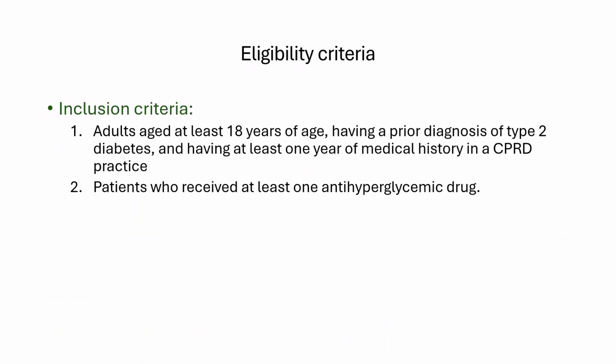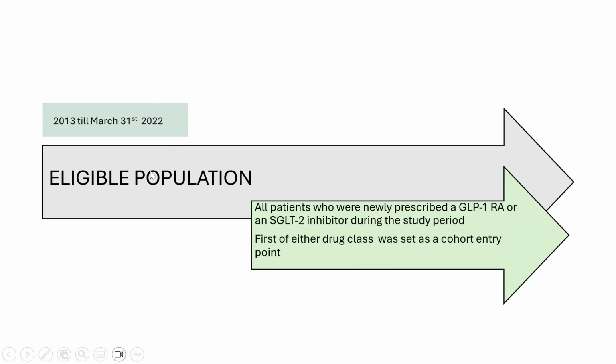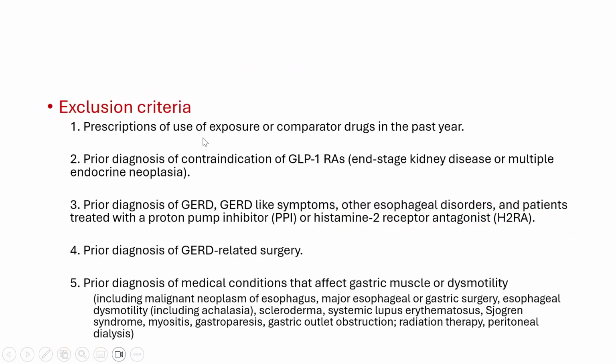So the eligibility criteria in the study were adults more than 18 years of age who were already diagnosed with diabetes, and who have at least 1 year of medical history in a CPRD practice. They should also have received at least one anti-hyperglycemic drug. From this eligible population, any patients who were newly prescribed a GLP-1 receptor agonist or an SGLT2 inhibitor during the study period were entered into this cohort. They conducted the study from 2013 till March 31st, 2022.